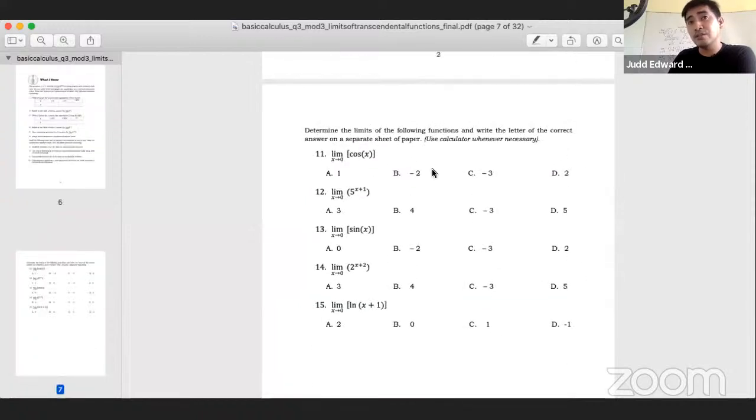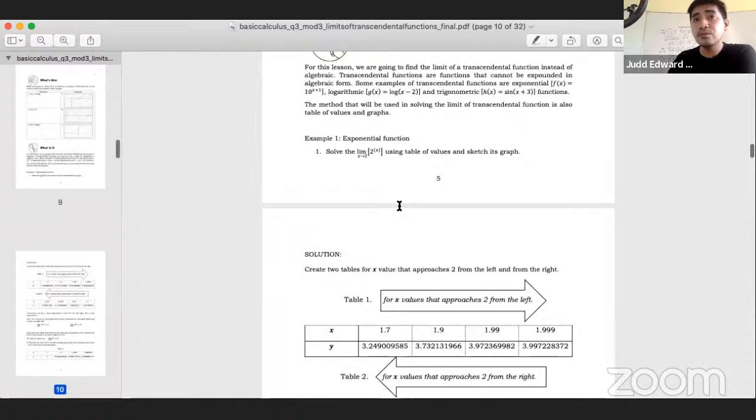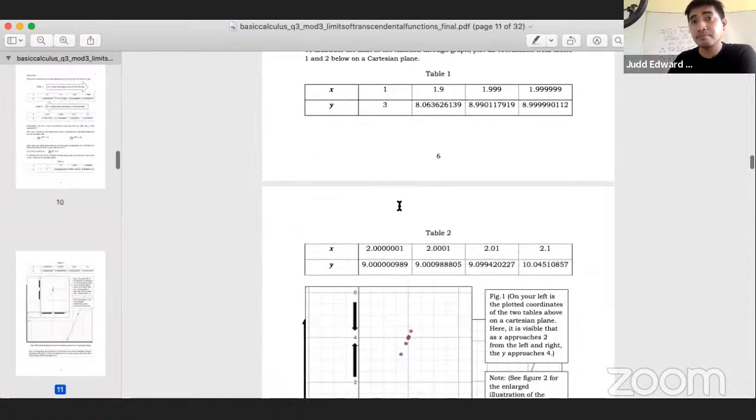So, ito sabi dito, use calculator whenever necessary. So, pwede ka nang mag-calculator dyan. Lagay mo lang the limit of cosine of 0. So, tatry mo lang dyan. What will be the answer? Okay, so ganun lang po yung gagawin.